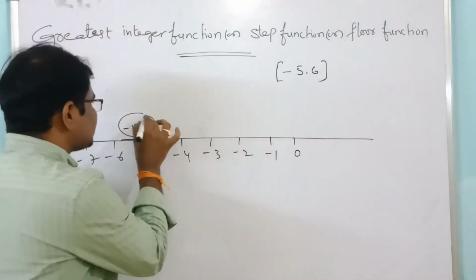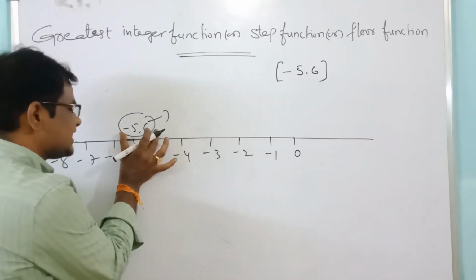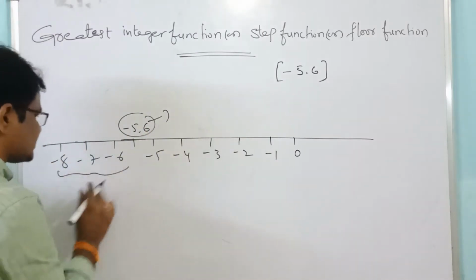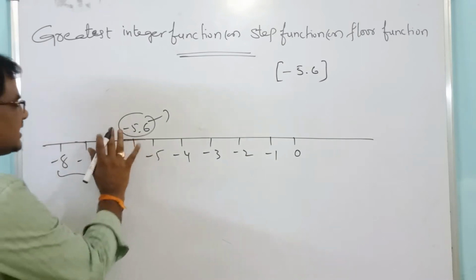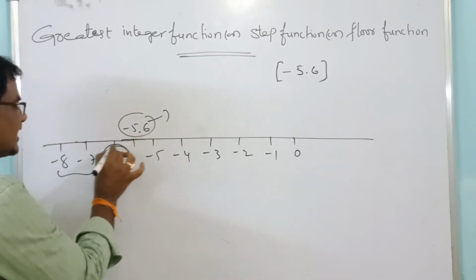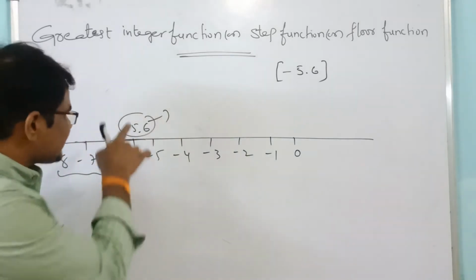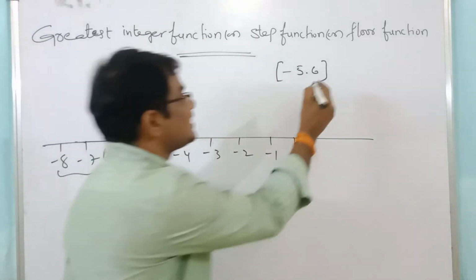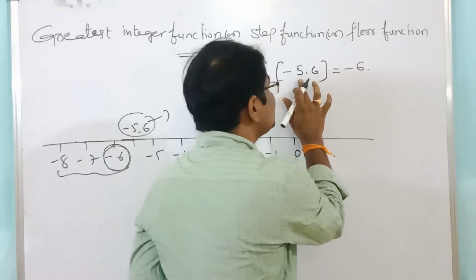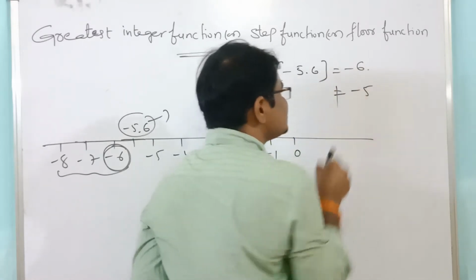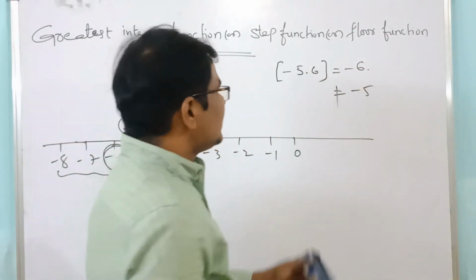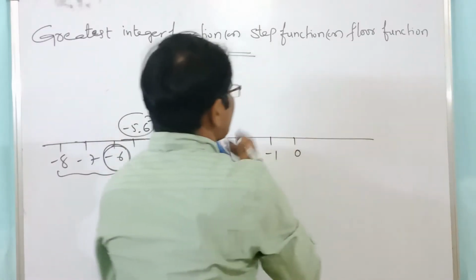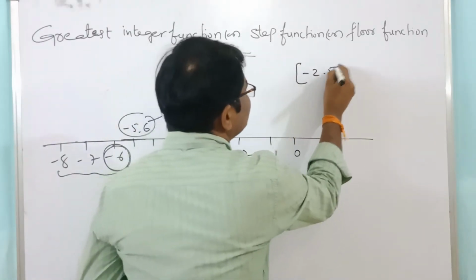This is a real number. To the left side of this real number, observe all the integers. Among all the integers, which one is the greatest one? Minus 6 is the greatest one. So the greatest integer function of minus 5.6 equals what we will get? Minus 6. Don't take minus 5. This is wrong. Right.